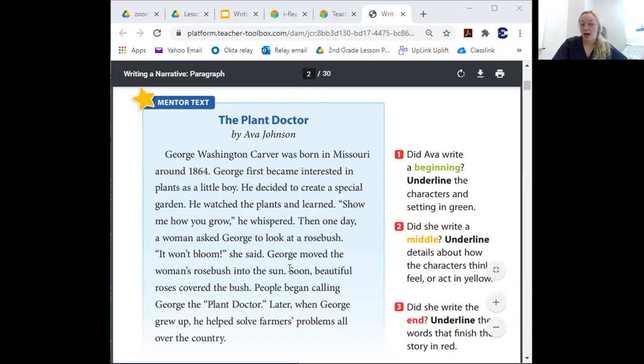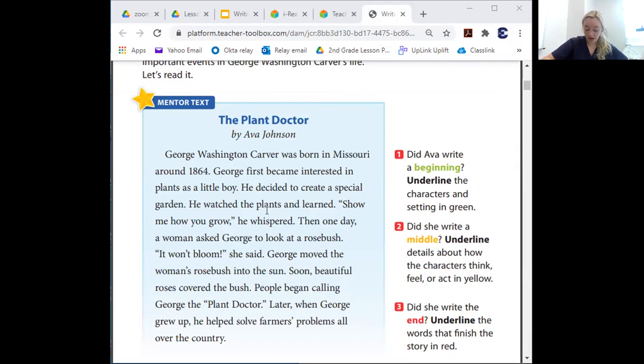Okay, so we just read our paragraph as a reader. We're going to reread it this time as a writer. So this time we'll think about how the writer put the beginning, the middle, and the end together. Can we identify the characters and the setting? And is it clear what the characters are doing? Does the end make sense? As we're reading, keep these questions in mind.